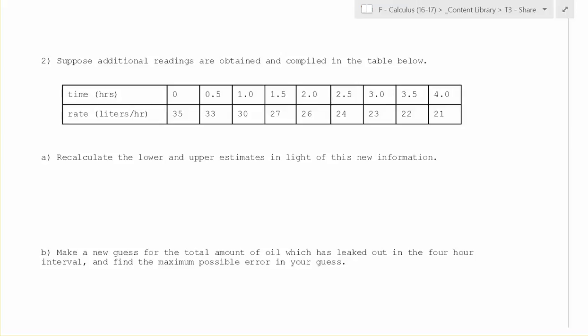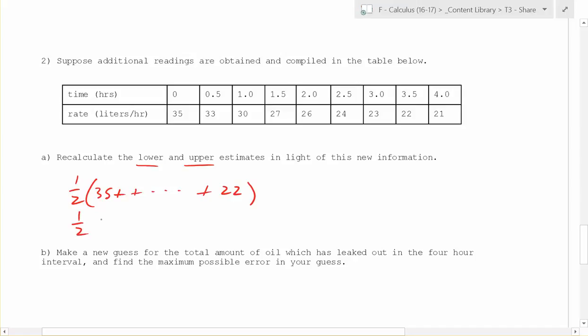What's the width? Not the first one, all the rest, and just add them together. Not the first. We want the lower and upper, right? So yeah, but what's the interval this time? So you'd have 1/2 times what? Everything. 35 all the way up to what? 22, and then you'd have 1/2 times 33 all the way up to what?